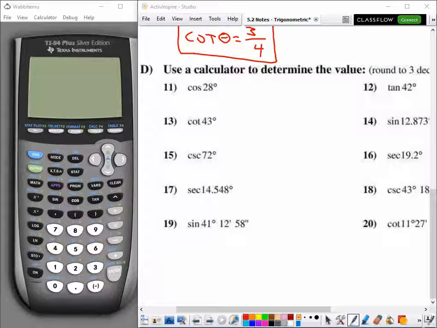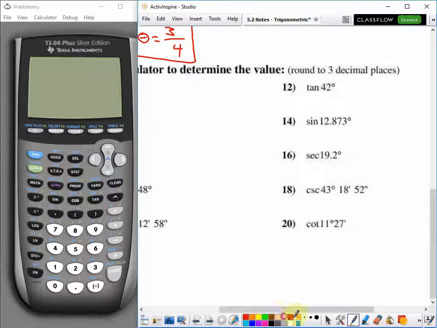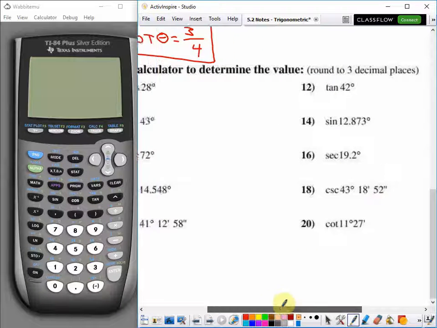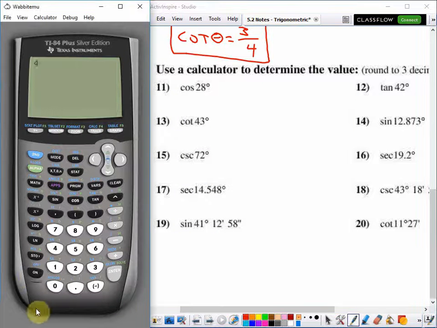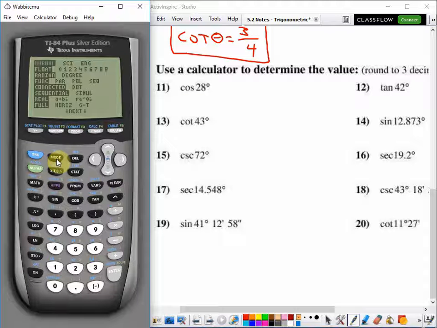So now we're asked to use our calculator to determine the value of cosine 28. And it does say round to 3 decimal places. So cosine 28, in our calculator, the first thing we want to make sure of is that we are in the correct mode. So mode, and we are not in the correct mode. I want to go down and then over to highlight degrees and press enter. So now I'm in degree mode. If you've got a different calculator, make sure you know how to get it into degree mode.